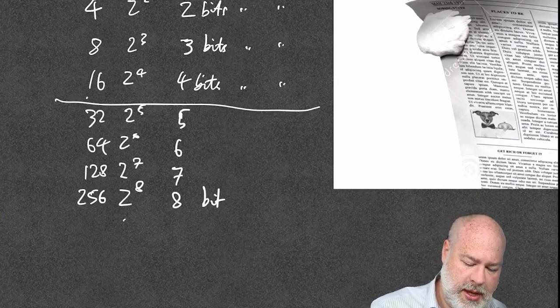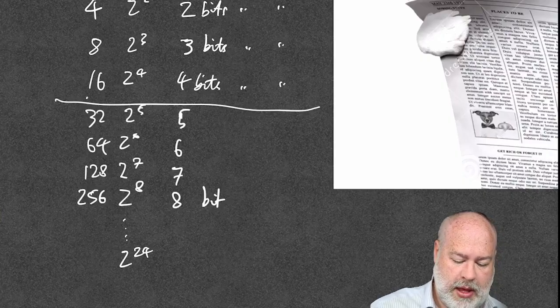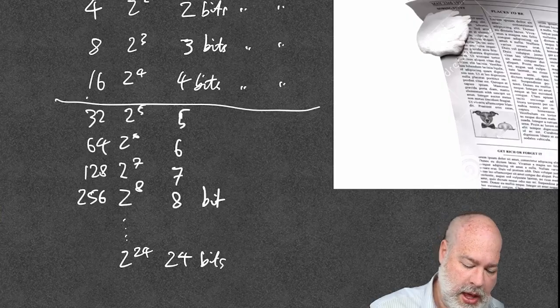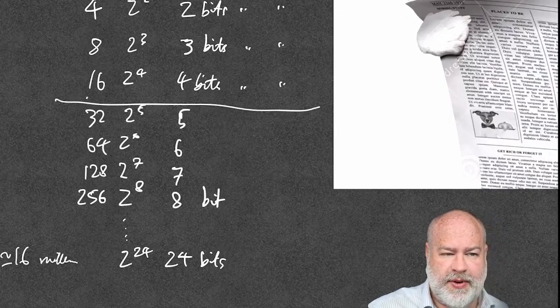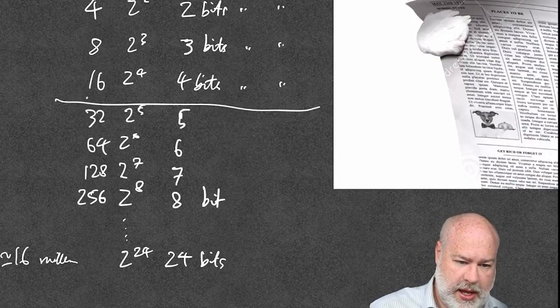And what would that be? It would be 2 to the 24. That's 24 bits. And the amount of colors is about 16 million. In fact, I can probably work it out quickly on the online calculator. Not that you would need to do this, but just to show you.